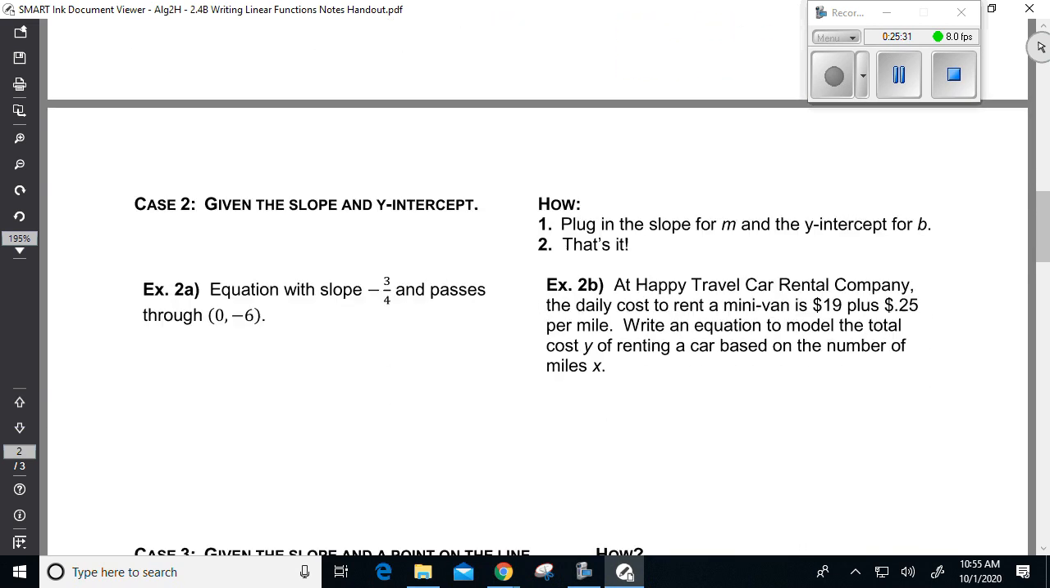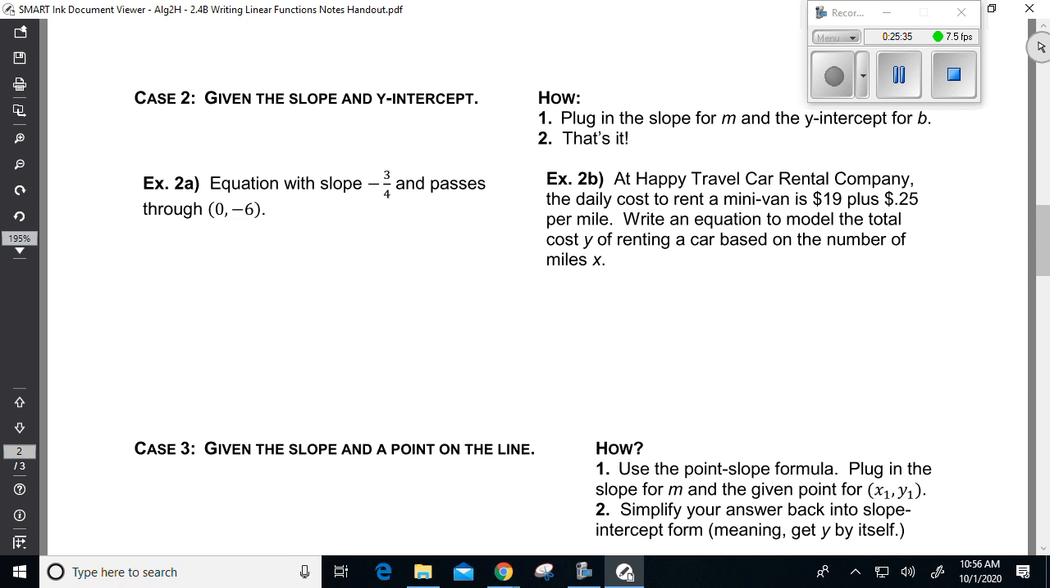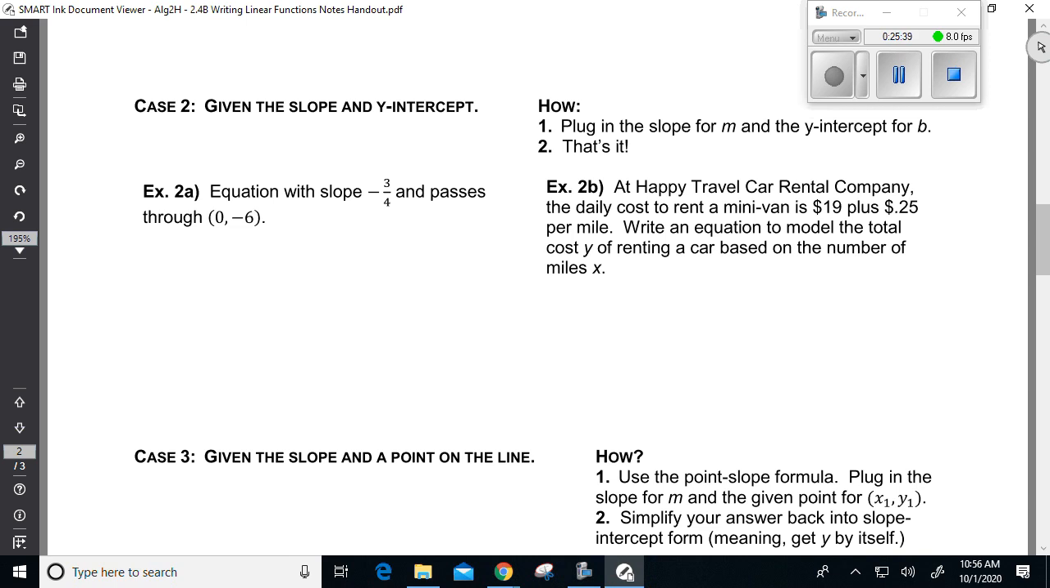All right. Case 2. So, case number 2, you're given the slope and the y-intercept. So if you're given the slope and the y-intercept, plug in the slope for m, plug in the y-intercept for b. Remember slope, also known as rate of change.